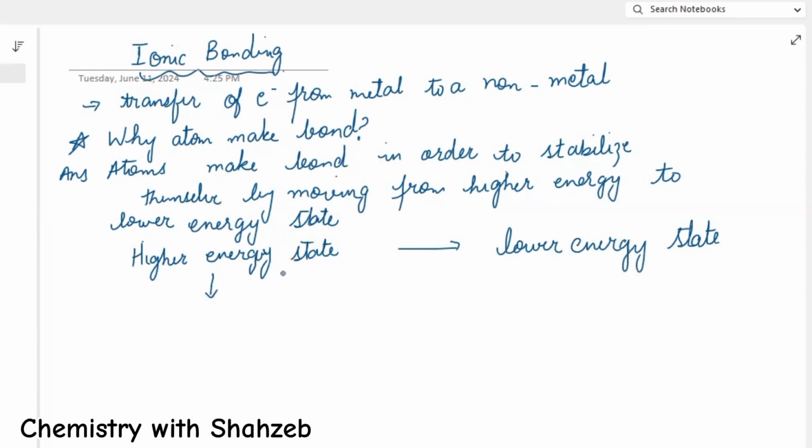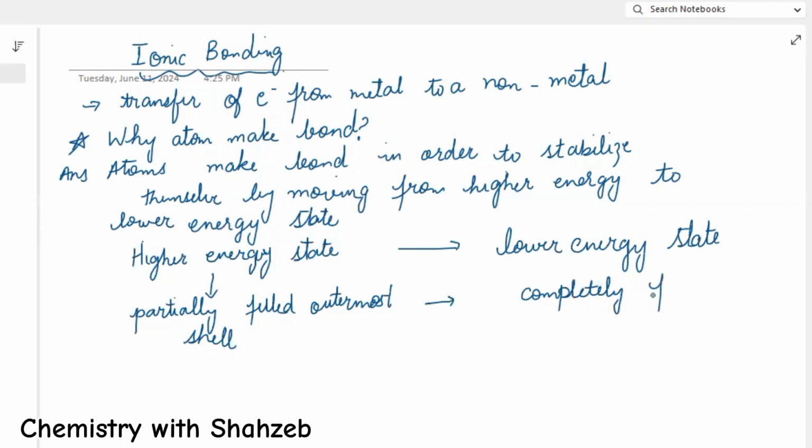A higher energy state is the state in which the atom has a partially filled outermost shell, and it moves towards the low energy state, that means a completely filled outermost shell.